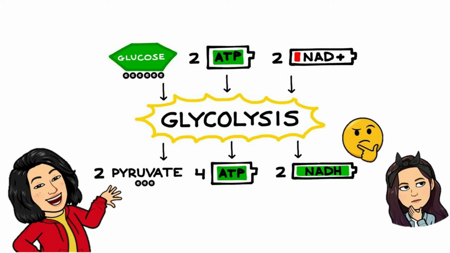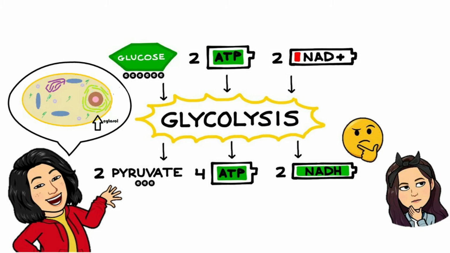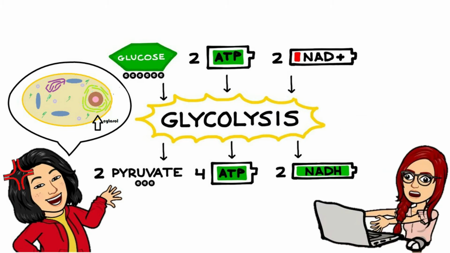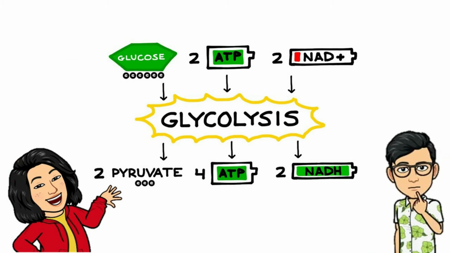Where does this biological process take place, Eileen? Glycolysis takes place in the cytosol of a cell, and it can be broken down into two phases. Wait, let me guess. Energy requiring phase and energy releasing phase, aren't they? Exactly. Can you explain more on energy releasing phase?